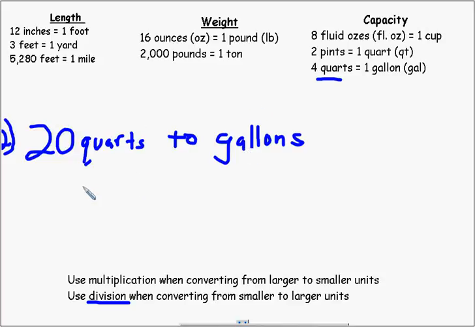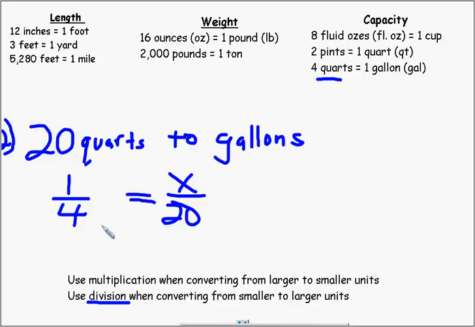But once again, we're using ratios. So if I'd said on this, for every 1 gallon, it's 4 quarts. And that's equal to x gallons, 20 quarts. I just use cross multiplication here.